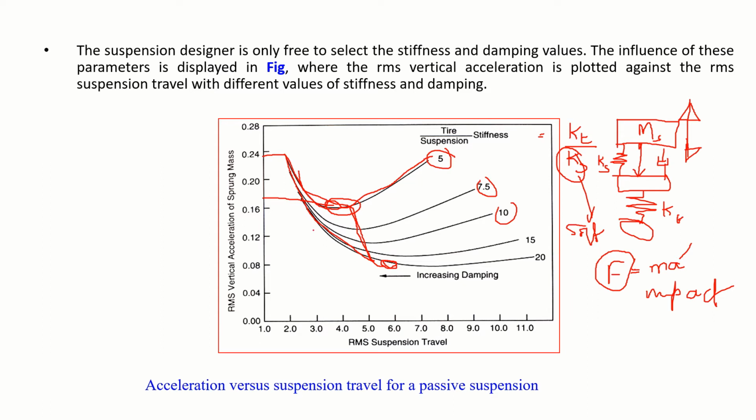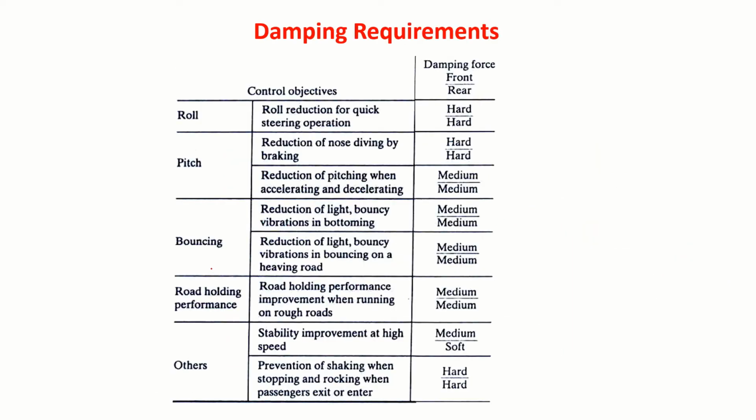So now the question is, can we further decrease this? Correct, these are all the questions that come up. So that the acceleration is minimum, comfort will be very high. Now, if I can vary the stiffness ratio and the damping, then I can achieve the required result. Let us say, what are the damping requirements?